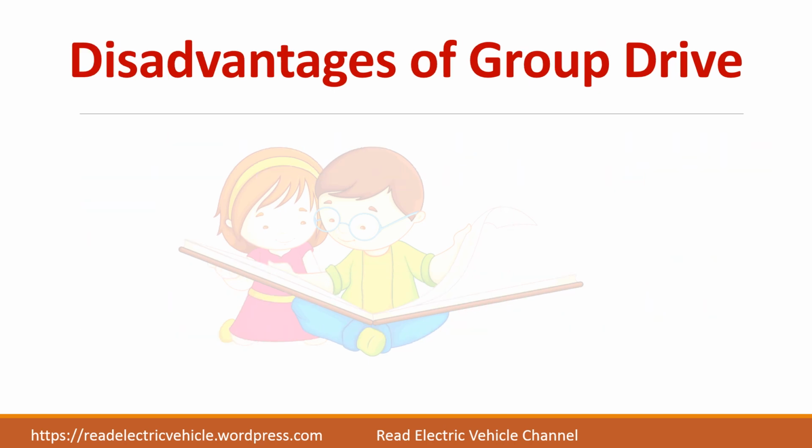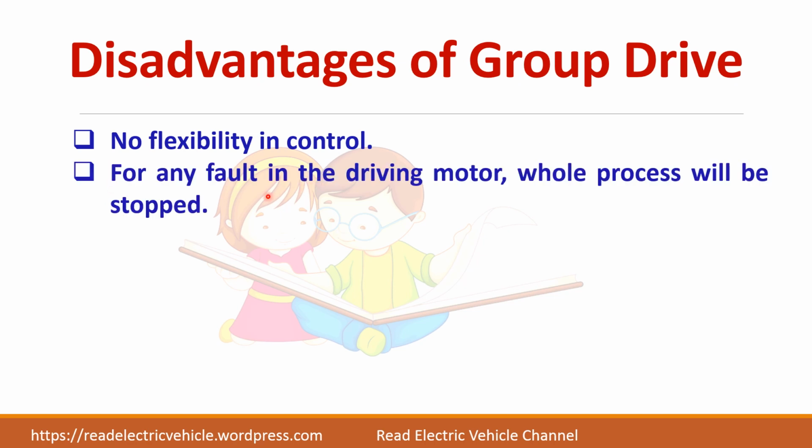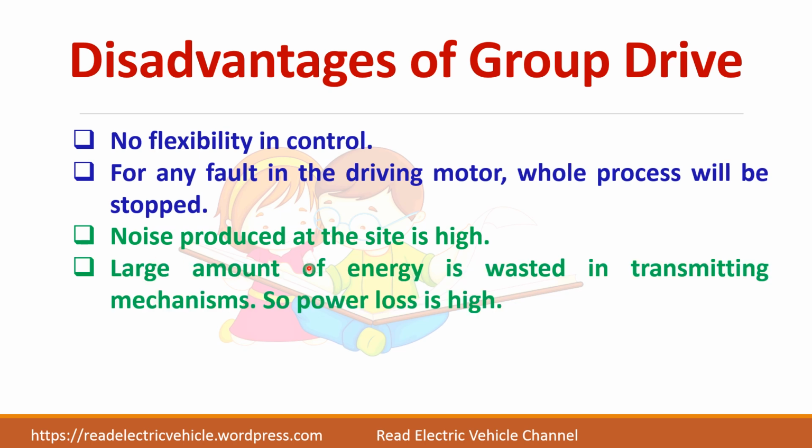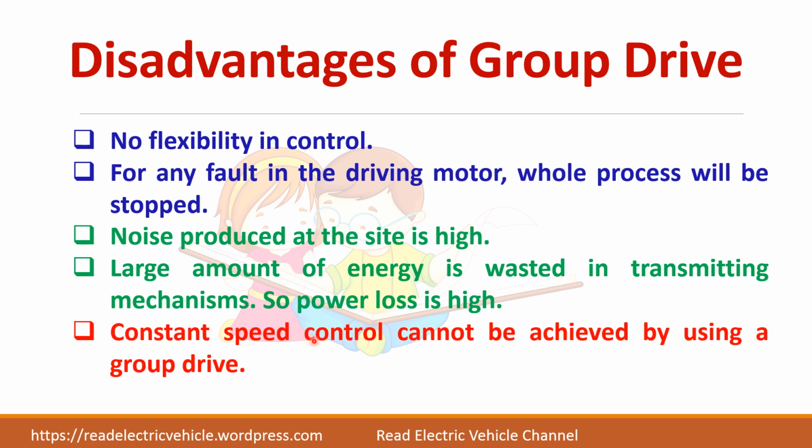The disadvantages of group drive are no flexibility in control because only one motor is there. Any fault in the machine will affect the whole process, and a lot of noise will be produced at the site, and a large amount of energy is wasted in the transmitting mechanism, and you cannot achieve constant speed control.